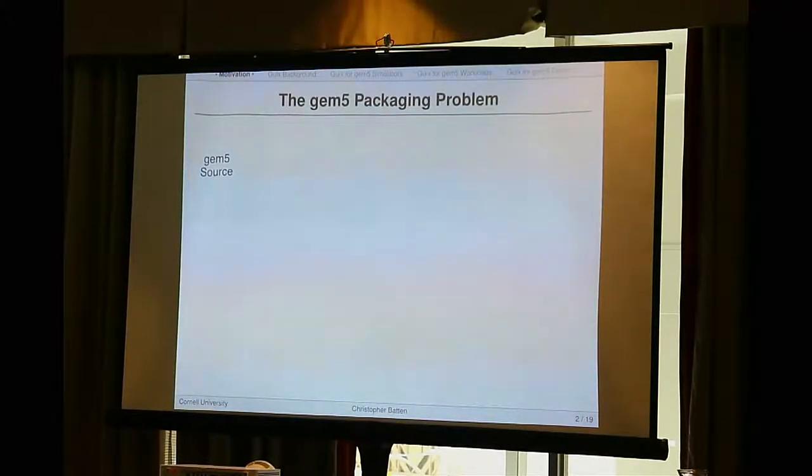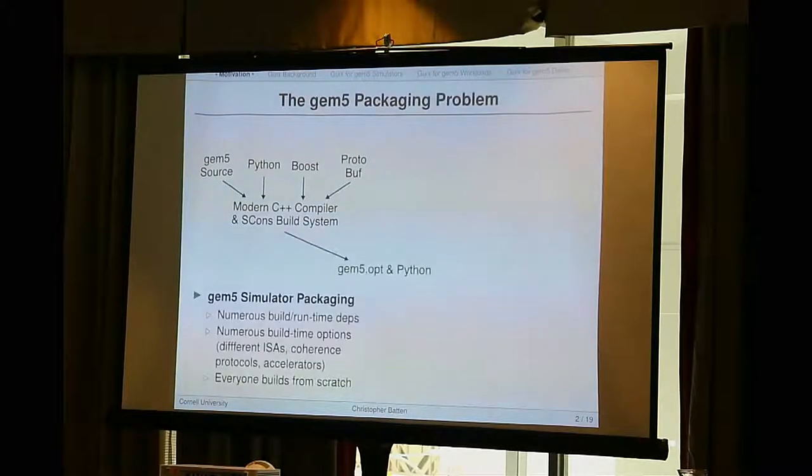So let's say you want to do an experiment. You start with your gem5 source code. You're going to need a modern C++ compiler. You're going to need to make sure you have the SCons build system ready to go. And you're going to need a bunch of other dependencies that are required for the building of gem5. And then you're going to need some runtime dependencies too, right? So obviously gem5 also involves using Python. And there's a lot of these build time and runtime dependencies you have to have straight in order to be able to build gem5.